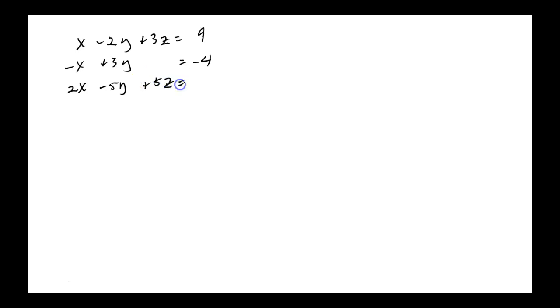So here is your original system. x minus 2y plus 3z is equal to 9, minus x plus 3y is equal to minus 4, and 2x minus 5y plus 5z is equal to 17. Now, we want to solve it.